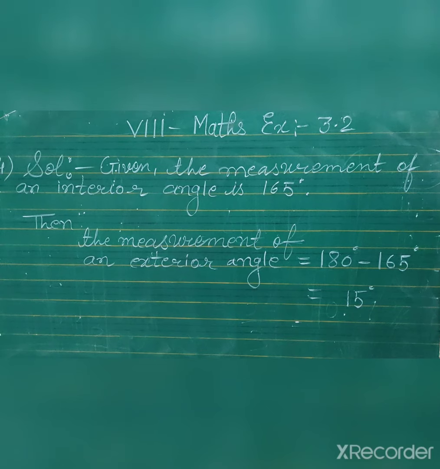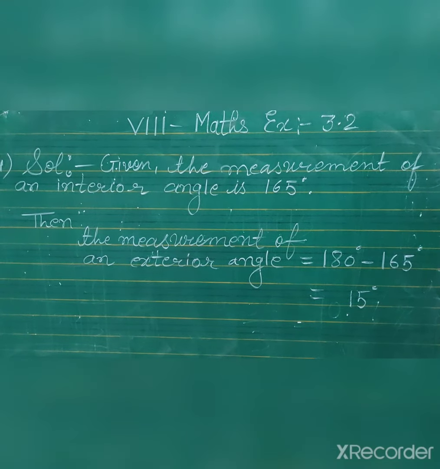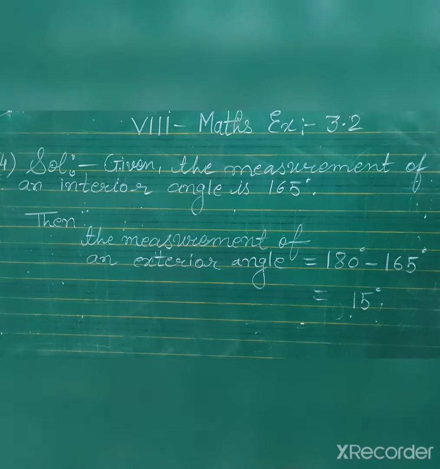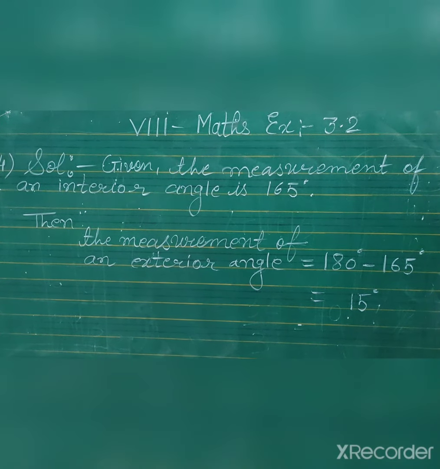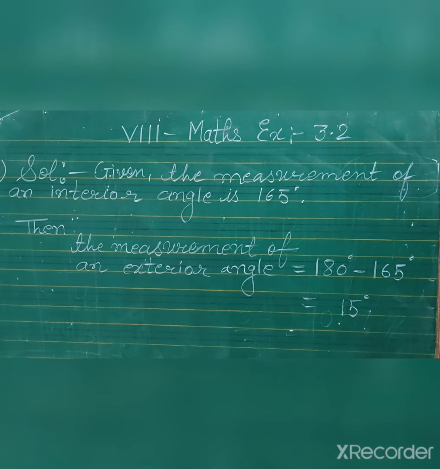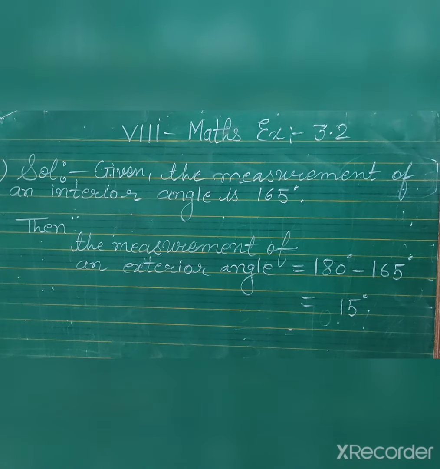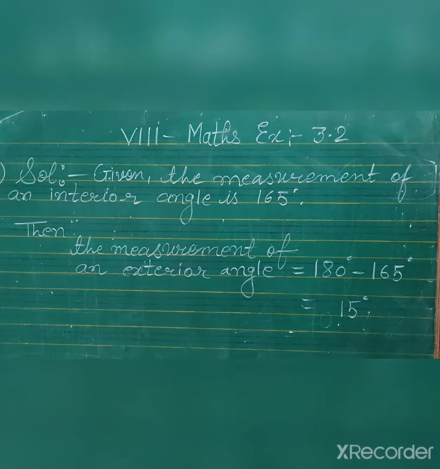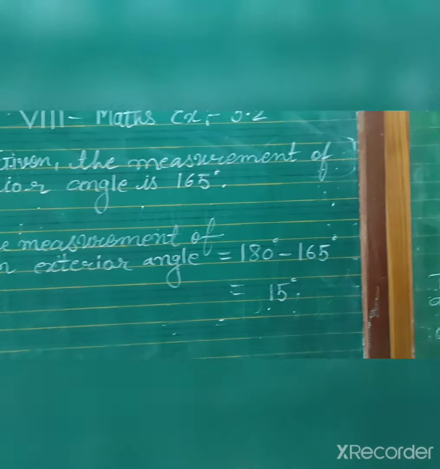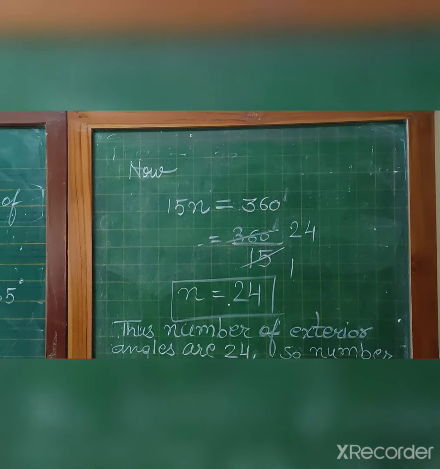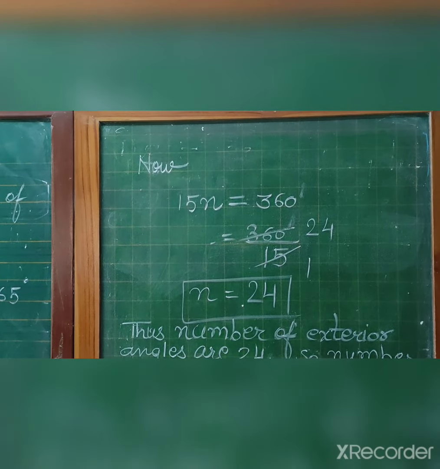So let us start the fourth sum. In the fourth question, the measurement of an interior angle is given as 165 degrees. Then the measurement of an exterior angle will be 180 degrees minus 165 degrees, because they form a linear pair and the sum of a linear pair is 180 degrees. So one angle is 165 degrees, the other angle will be 180 degrees minus 165 degrees, that means 15 degrees.